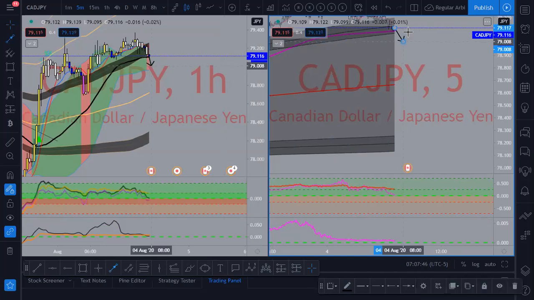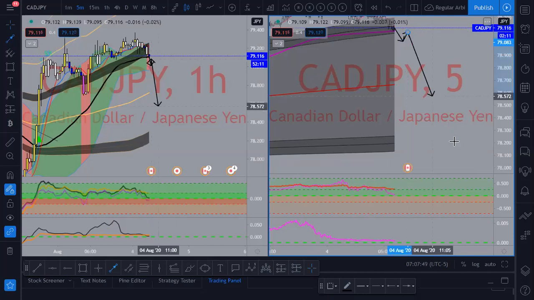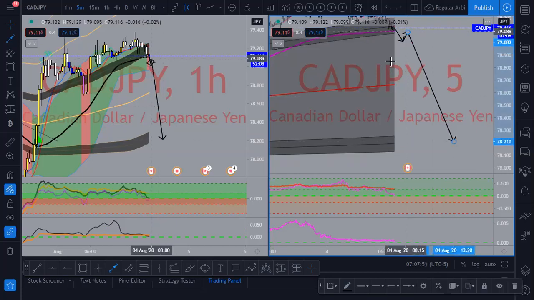Breakout, retest, drop down. Now I'm not gonna do exactly this. It might just come to the mean line, go up a little bit more, then drop, but you guys get the point. I want to see this drop, retest the RSI line, then get in and sell.